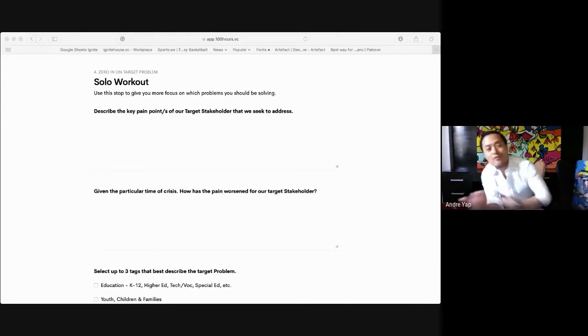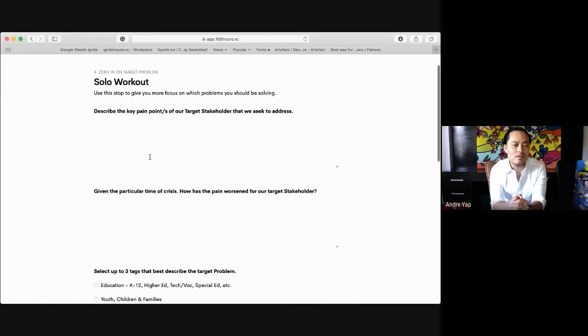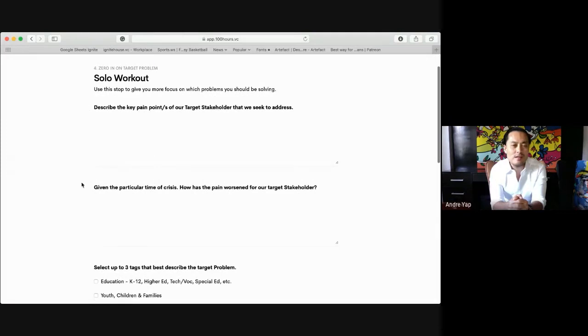So actually, if you think about it, there is a convergence there on zeroing in on people in the home. But of course, that in itself has many different stratifications, as BAP pointed out, that there is a special class of people who are stuck in their homes right now, which is our elderly, our grandparents. So on that note, for whoever it is that you chose as your stakeholder, let's go through the stop: describe the key pain points of our target stakeholders that we seek to address.